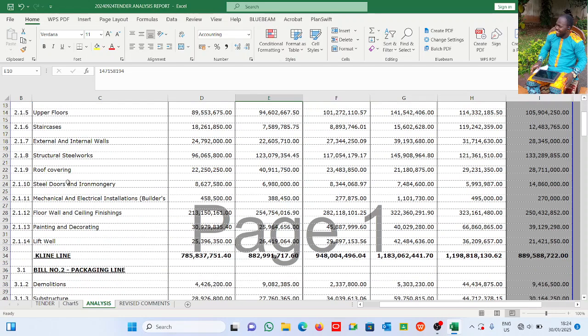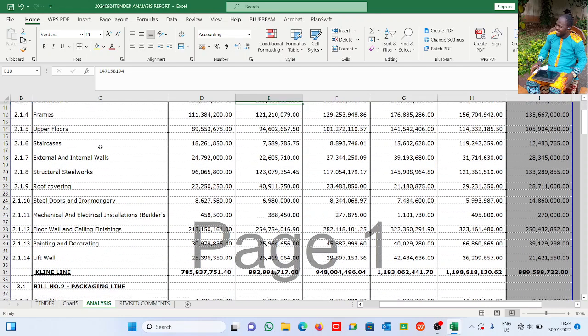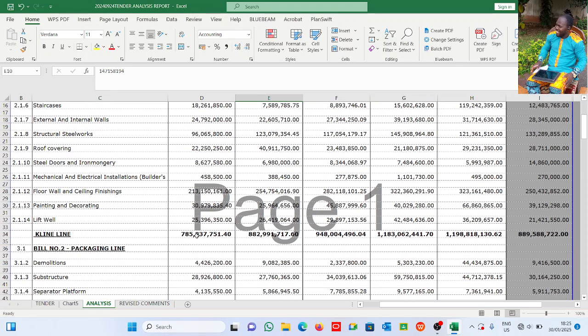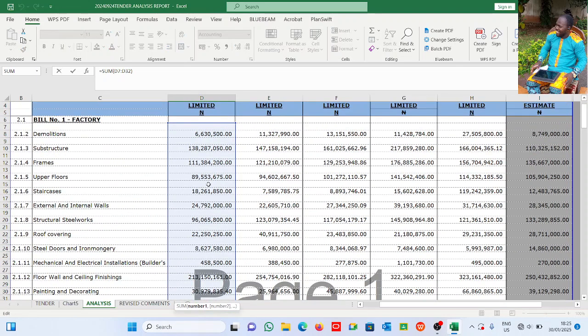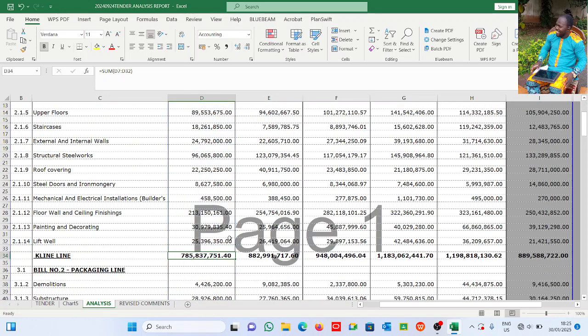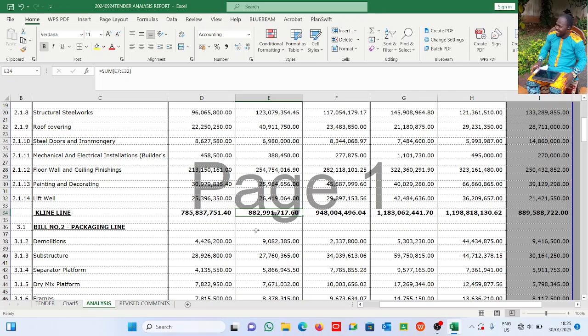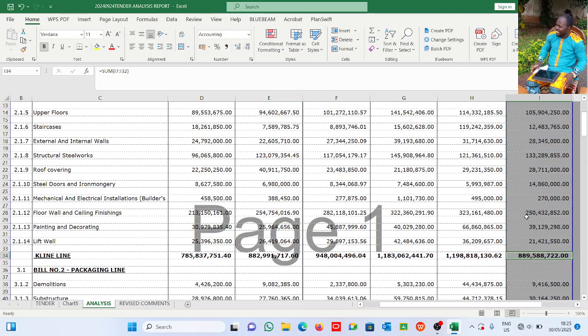Now if you come here, we have different items: staircase, elements, frame, upper floor, staircase, and all. For the clean line, Kana said they will do it for 785. G said they will do it for 885, 882, and this is the consultants. They said it is going to be done for 889.